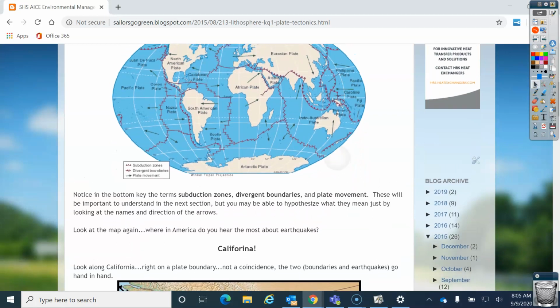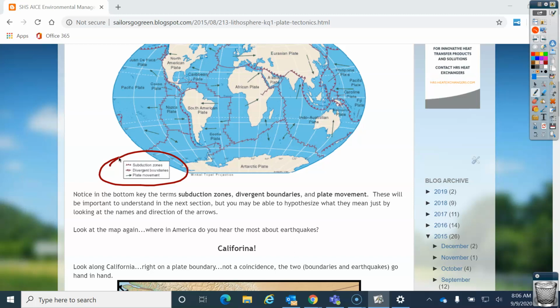Now, notice in the key down here, we've got the terms subduction zone, divergent boundaries, and plate movement. These are going to be important to understand in the next section, so we'll get to that later. But right now you might be thinking, okay, I just saw what Mr. Harshman did. I saw that he drew those arrows and that the African plate is moving away from the South American plate. Which one of those terms does that sound like it should be? So you can hypothesize what that's going to be, and then we'll get to that next section.